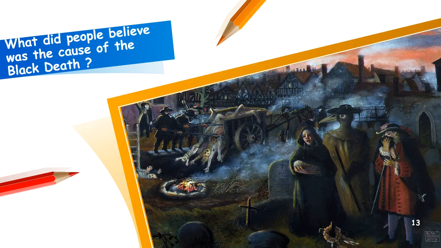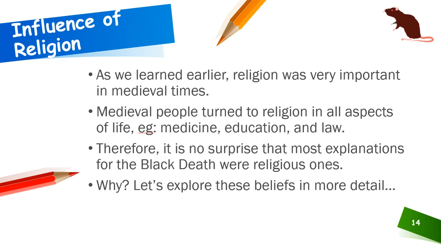So what do people believe was the cause of the Black Death? Influence of religion. As we learned earlier, religion was very important in medieval times. Medieval people turned to religion in all aspects of life, for example, medicine, education, and law. Therefore, it's no surprise that most explanations for the Black Death were religious ones. Why? Let's explore these beliefs in more detail.